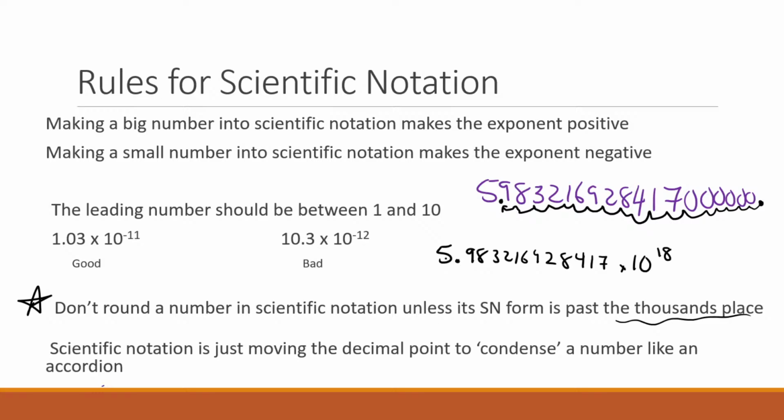So here I've got 5.983. I would want to cut it off right there. 2 rounds down, so all of this just gets wiped away, giving me 5.983 times 10 to the 18th. Right, a much cleaner number than the one I have up here, and doing the entire point of scientific notation, which is to take these big, crazy, unwieldy numbers and make them usable.